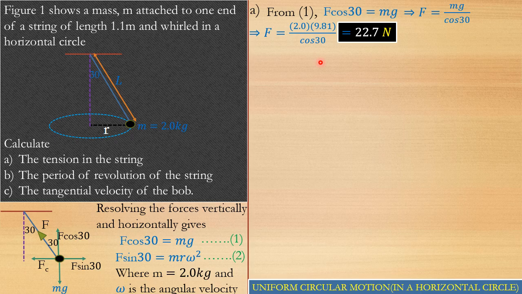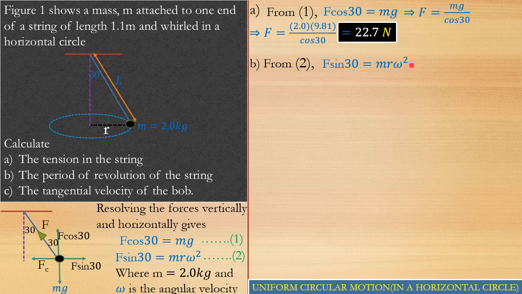Then now the B part, guys, they want us to get the period of revolution of the string. All right, so friends, to get the period of revolution, we have to use our equation 2. From equation 2, we know that F sine 30 is the same as M r omega squared. Now friends, if we can get the value of omega, it therefore means we've gotten the period already. Because the period is given as 2 pi over omega. So let's get an expression for omega, substitute, make T the subject and solve.